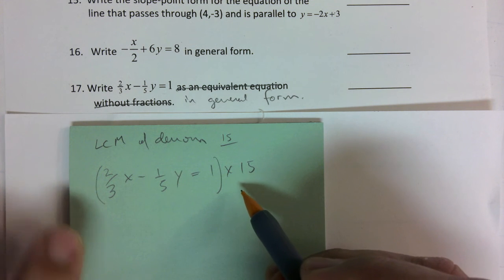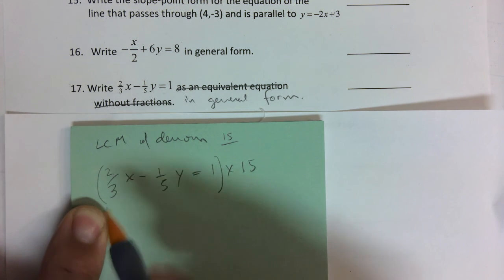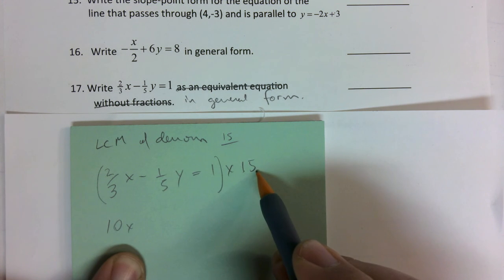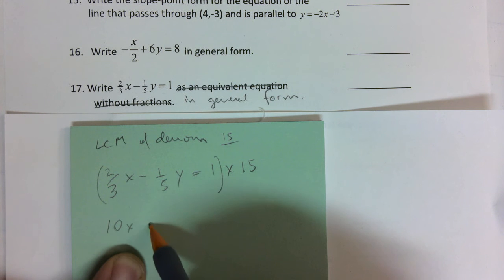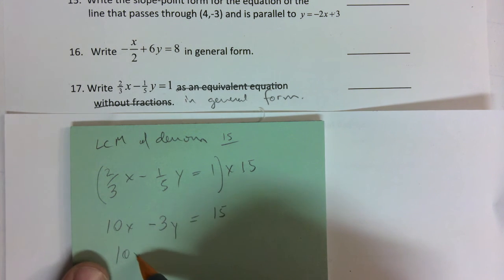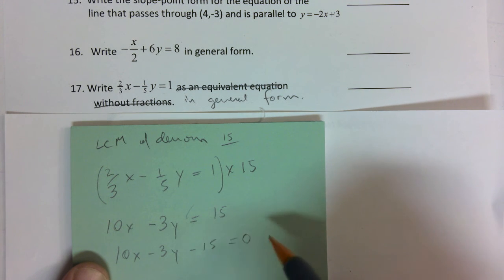So here you just have to, right, 2 times 15 is 30, divided by 3 is 10x, right? 1 times 15 is 15, divided by 5 is 3, but you have your negative there, is equal to 15. And then one more step, you bring the 15 over.